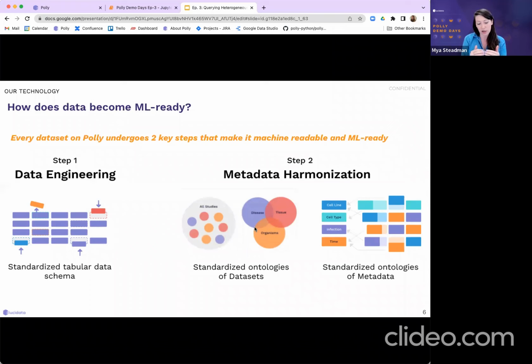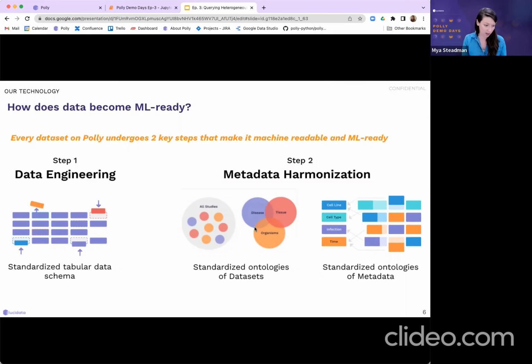Like we said, we take all of the different file forms that you could expect to find from the data at the source, and we put it into one standardized tabular data schema. And we're going to spend a lot of time talking about that data schema today. So I'll just leave it at that for now and focus on step 2 for a minute.